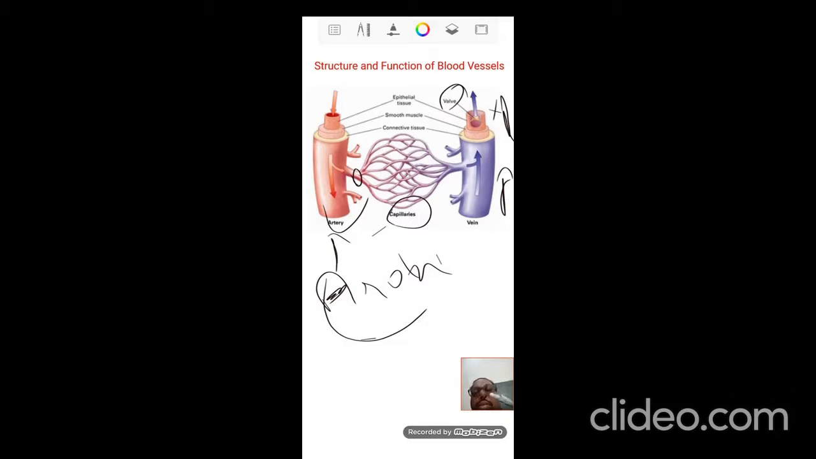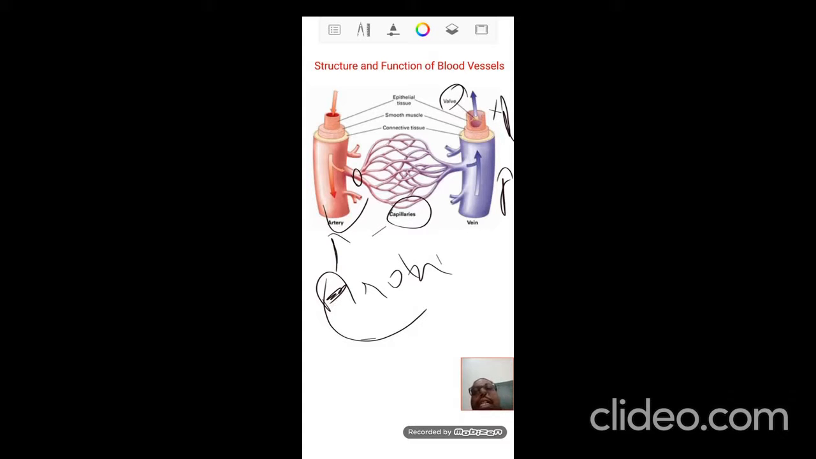So in order to maintain the entry, maintaining the pressure is very important. If the pressure is not proper, the diffusion of gases will never take place. That means the exchange of gases between the capillaries and the tissues, between the lungs, will not take place. So it is very important.